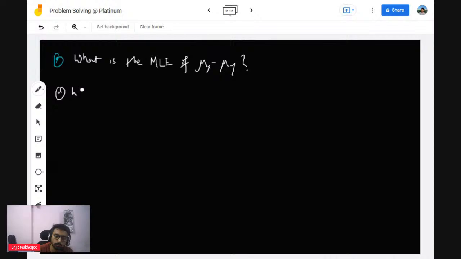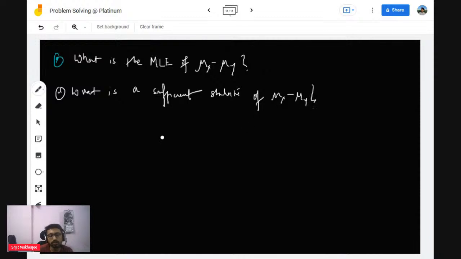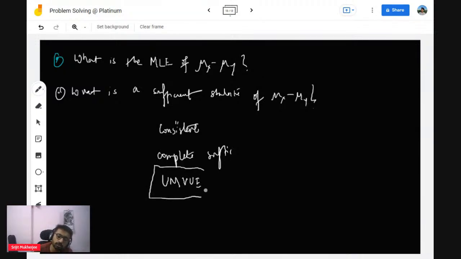Another question, what is a sufficient statistic of mu x minus mu y? What is a consistent statistic? What is a complete sufficient statistic? What is the UMVU? The main ideas are UMVU and consistency, which are related to each other, along with MLE and sufficiency. These are the main three ideas that you can understand.